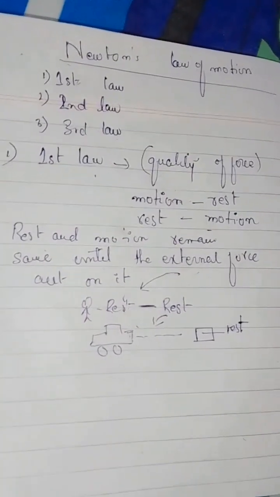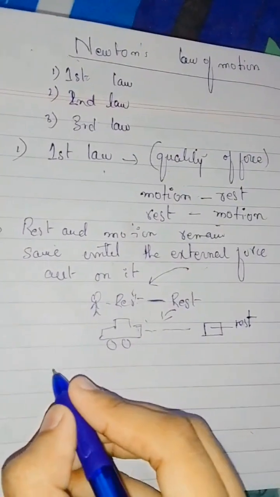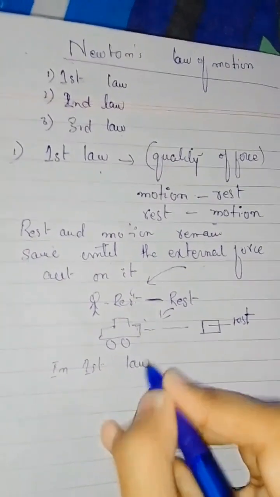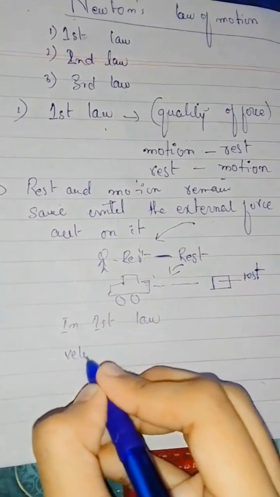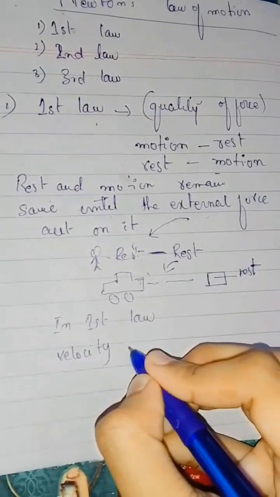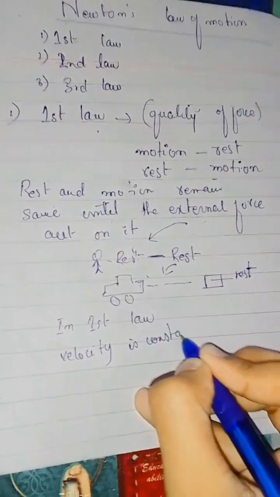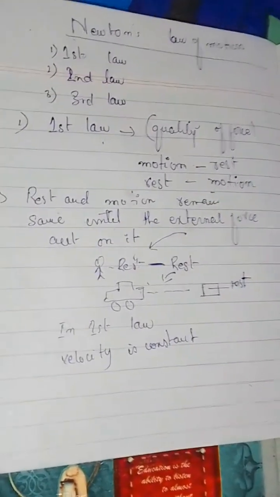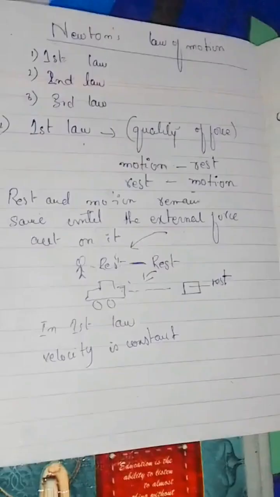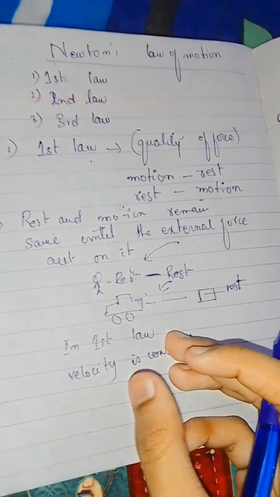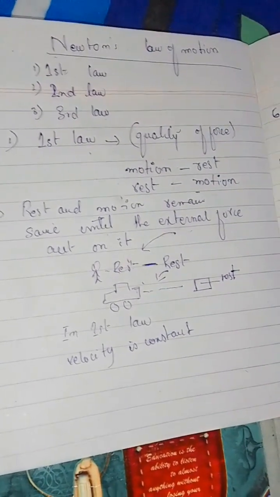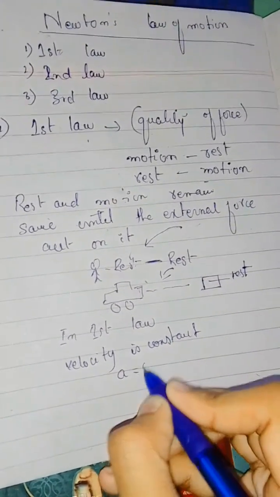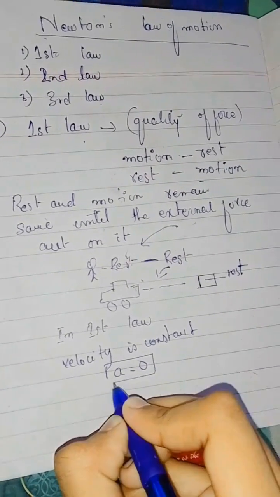As we know, in the first law the velocity is constant. If the body is moving, it will continuously move until an external force is applied on it. If a body is at rest, it will remain at rest until an external force is applied on it. So when the velocity is constant, the acceleration will become 0.